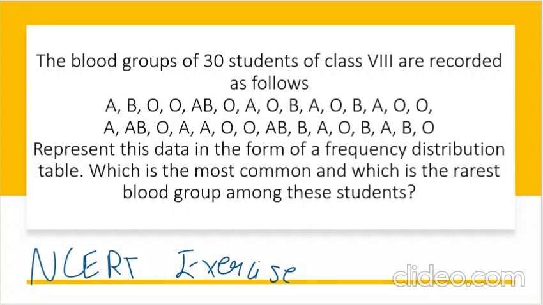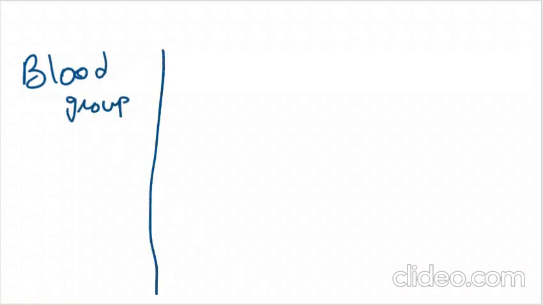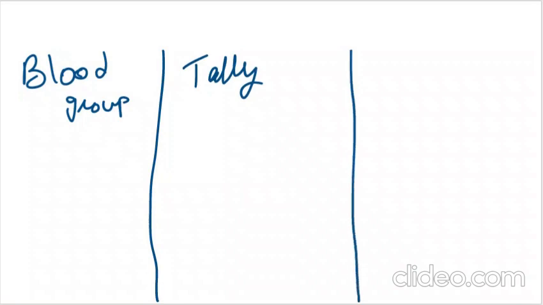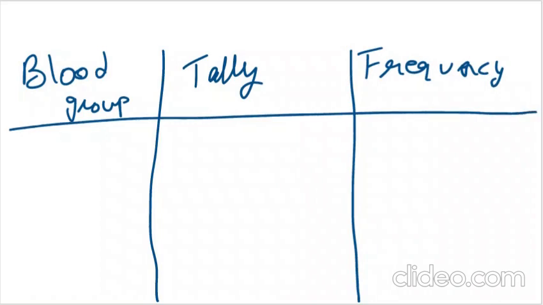So what to do? Since it is repeated, we will make a discrete frequency distribution table. We will draw 3 columns. First is blood group, then second we will draw the tally, and third is the frequency, meaning how many students are there, that is the frequency.